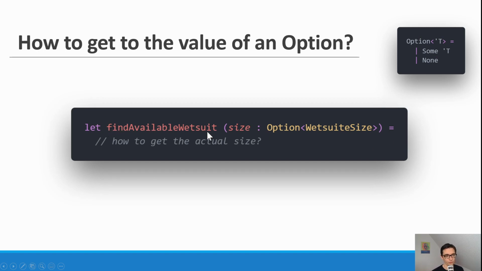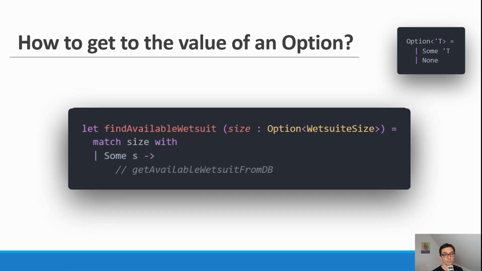So if we find our available wetsuit, we give a size and then we ask some database for a given wetsuit. How do we do this? Well, we use pattern matching again, and in this case we say, okay, we match the size that we get into this function, and if it is some s, so now we have unwrapped the s value that was wrapped with the some. If we have this, then we can call some function that actually gets the available wetsuit from our database, and we use this s in here.